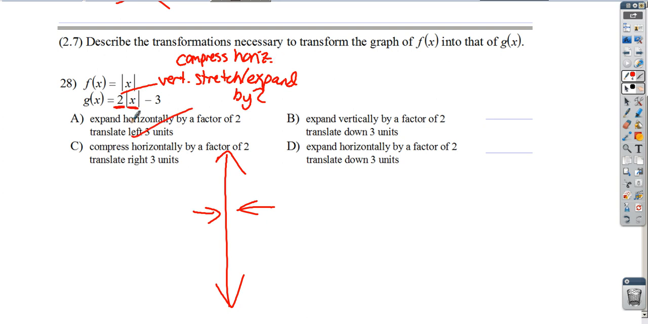So expand horizontally is wrong. We said it's compressing. This one might be possible: expand vertically, that's the same as compressing horizontally. That might be possible. This is wrong, though, because we're not expanding vertically.